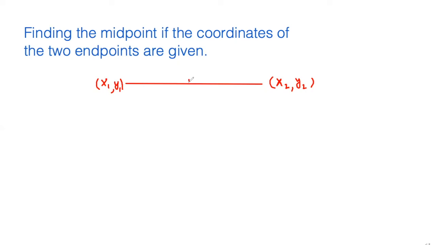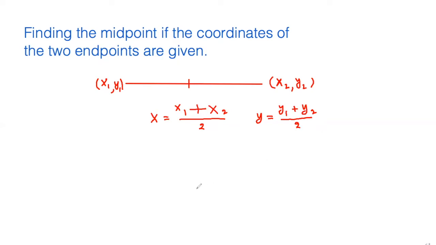So suppose our midpoint is right here. And so to find the midpoint, x equals x1 plus x2 divided by 2, and the y value for the midpoint is y equals y1 plus y2 divided by 2. So let's do some problems by using this formula.